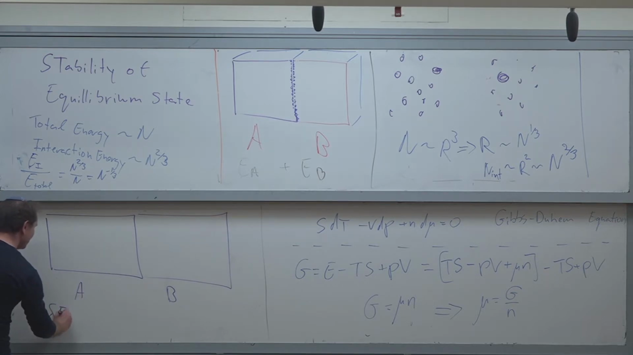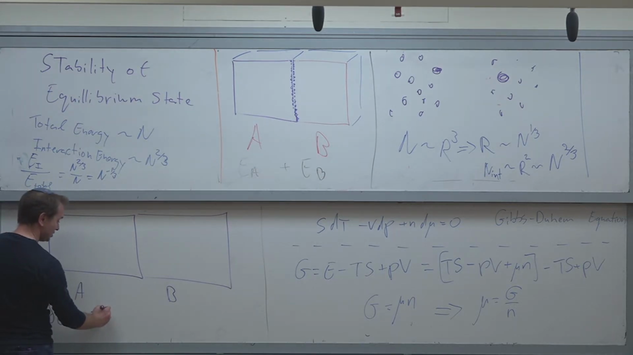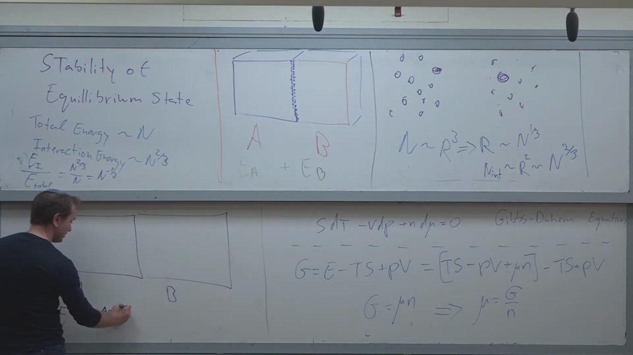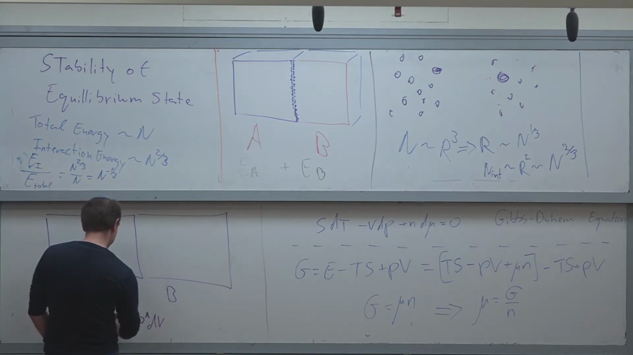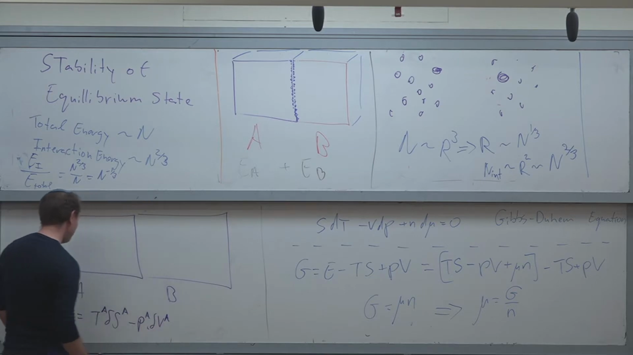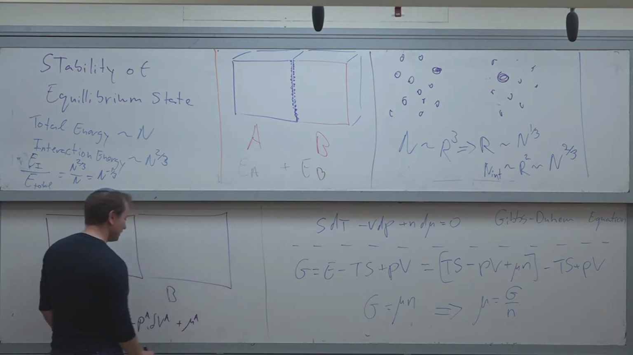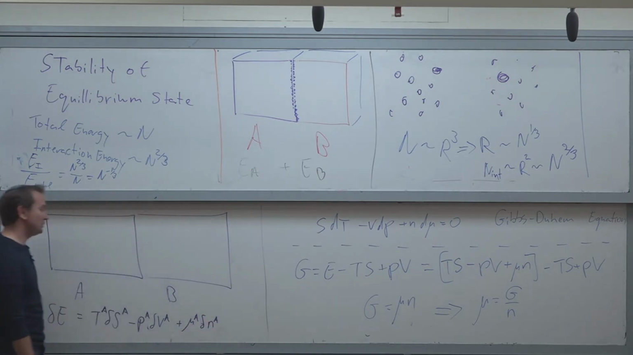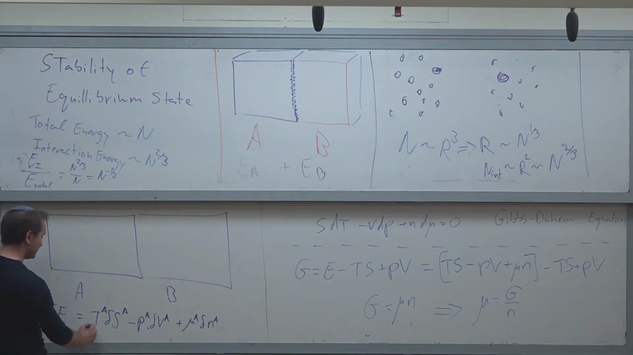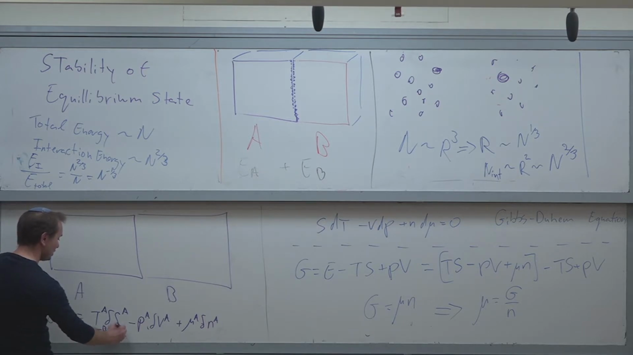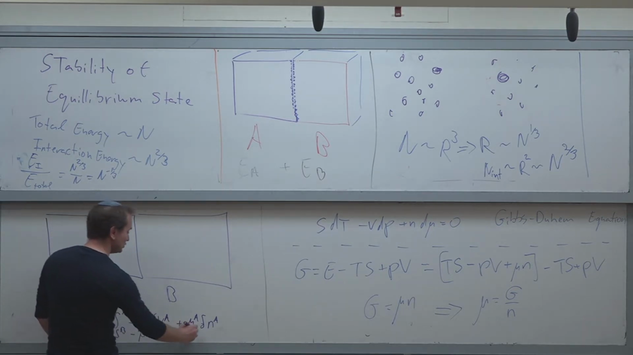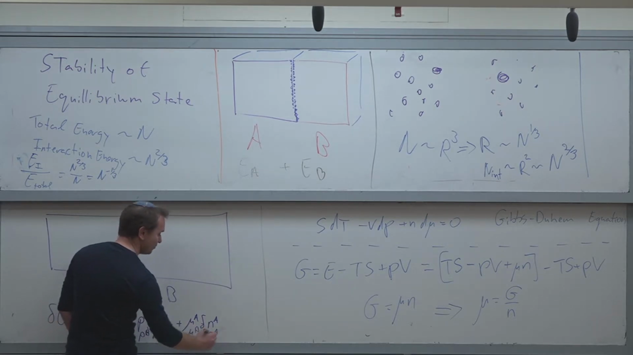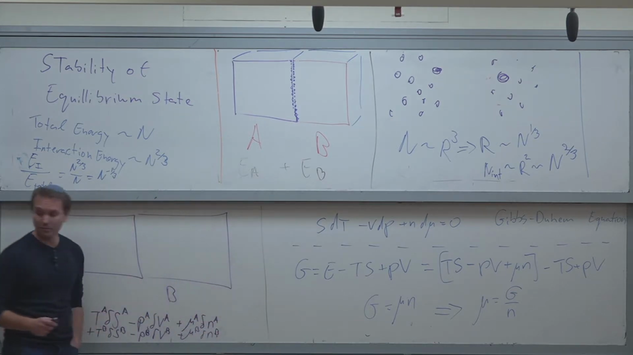So when I'm looking at a small change in global energy, I know that it is a change in T_A times a small change in the entropy of A, minus P_A times a small change in the volume of A, plus the chemical potential of A times a small change in the number of constituents in system A. Plus the temperature of B, a change in the entropy of B, minus P_B, a change in the volume of B, plus the chemical potential of B, a small change in the number of molecules in B. Right?